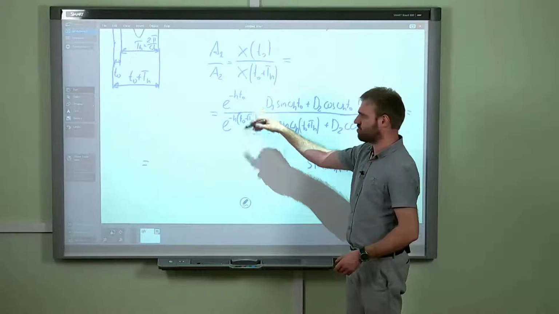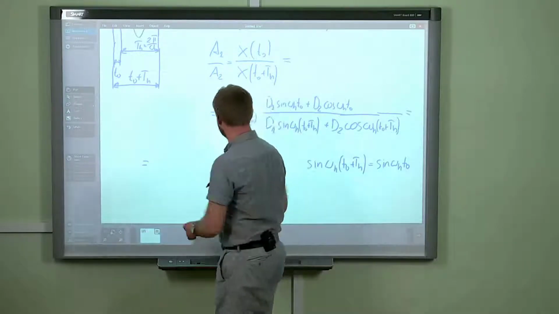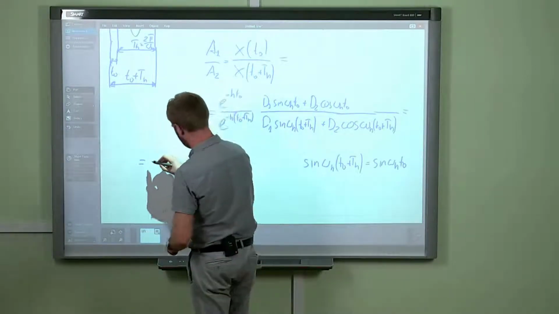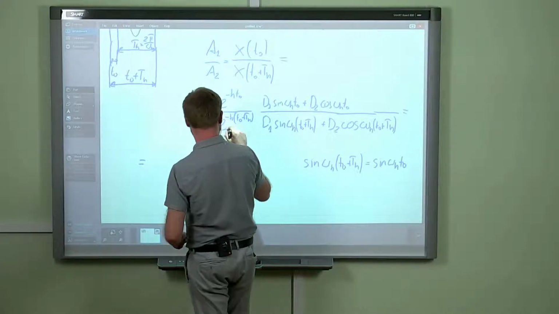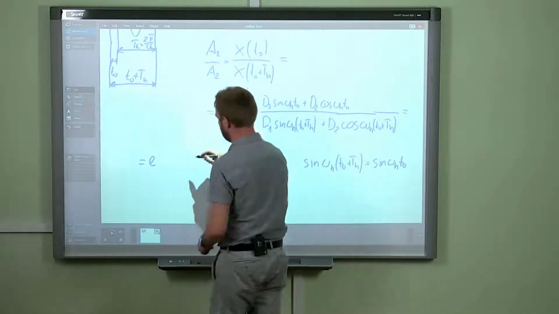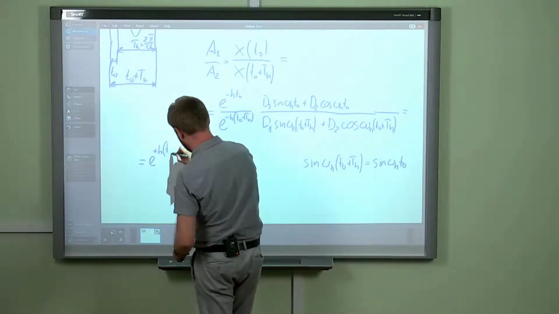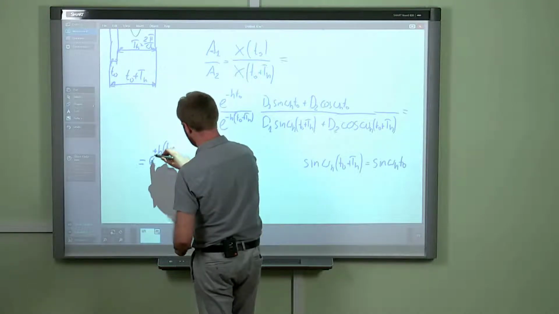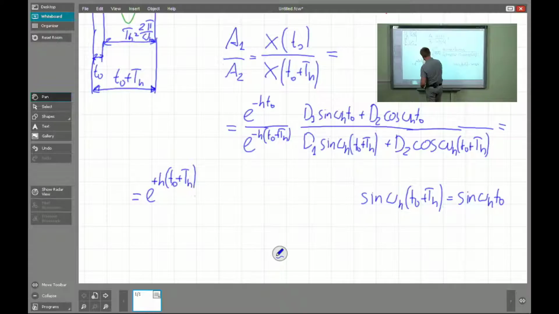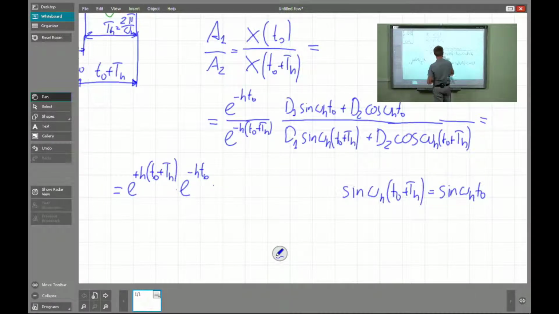Simultaneously, I will use the rules for dealing with the exponential function. If we see the division of such a function, we are able to move the exponential function from the denominator to the numerator, but we have to change the sign of the power, I mean the argument of the exponential function. We get plus h (T0 plus TH) times e to the power of minus h times T0. And what are we getting here? Exactly 1. In a moment we will see that.